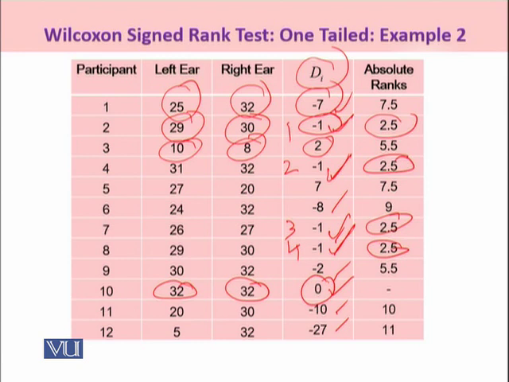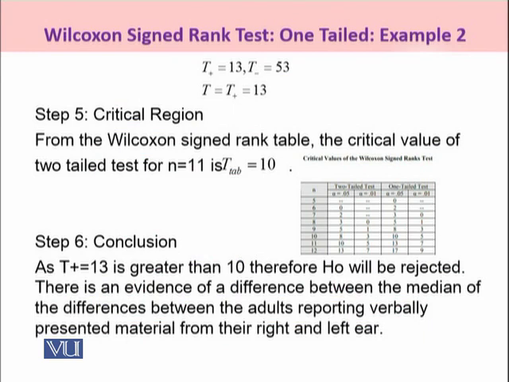Similarly, you will calculate the rest of the absolute ranks, and then, after calculating them, you will take into account their signs, negative or positive. Sum the negative ranks separately and the positive ranks separately. So students, the sum of the positive ranks came to 13, whereas there were more negative signs, so T minus comes out to be 53. The test statistic is whichever of T plus and T minus is smaller. So 13, which is T plus, is assigned to T.